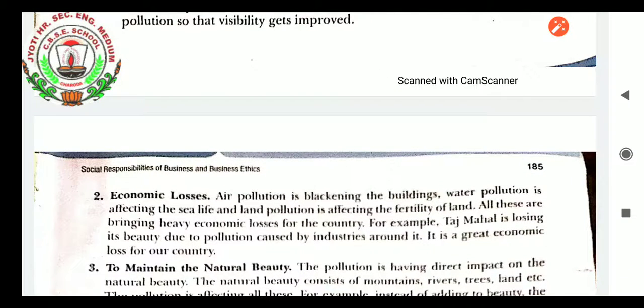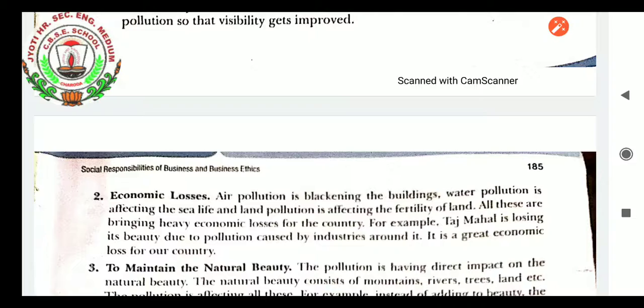Economic losses. The second problem of pollution is economic loss. What is economic loss? Definitely, student, when air pollution is blackening the buildings, water pollution is affecting sea life, and land pollution is affecting the fertility of land, how could we think it is profitable? From all points of view, it is a loss, a big loss.